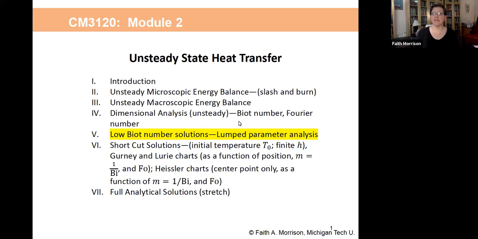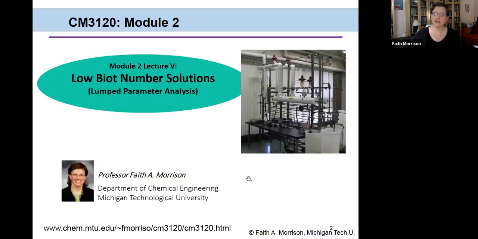Right, so the next topic is these low Biot number solutions to unsteady state heat transfer problems. And this has got its own special name, and it's a quick topic. It's called lumped parameter analysis. And we're doing the easy one first.